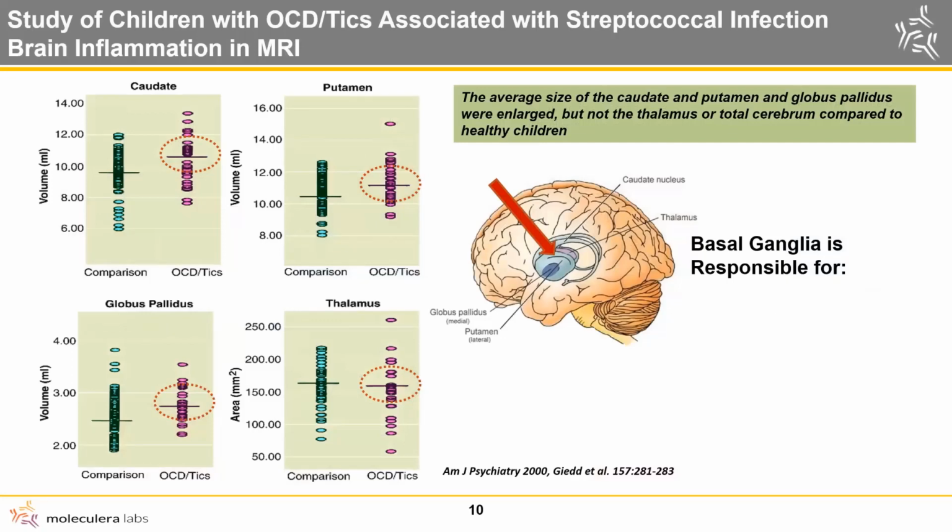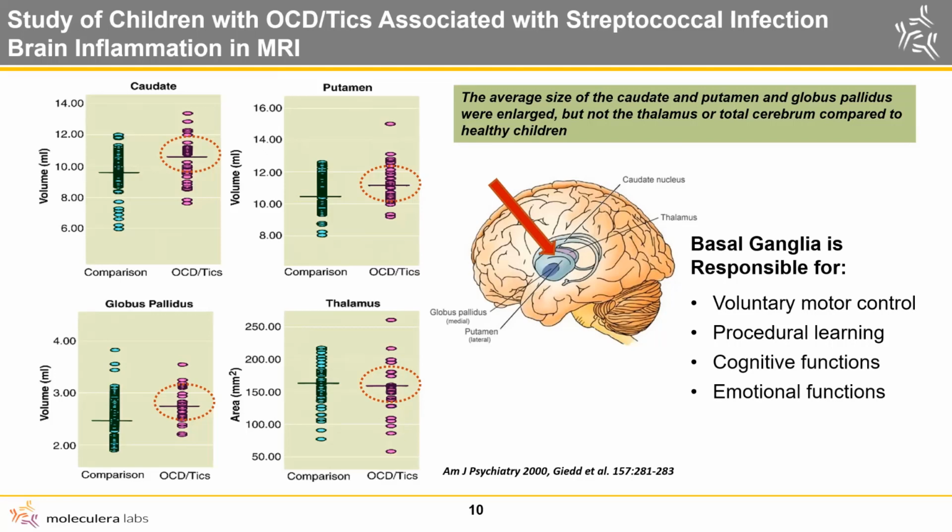So here's a study that was done in children with OCD and tics that were associated with streptococcal infection. What they found was that certain parts of the brain actually were inflamed. Those were the caudate, the putamen, the globus pallidus, all of which are parts of the basal ganglia, whereas not the thalamus, which is not part of the basal ganglia. And the important part of that is that the basal ganglia is responsible for a number of functions: voluntary motor control, procedural learning, cognitive functions, emotional functions, and even eye movement. And so when you interrupt or interfere with the normal functioning of the basal ganglia, you can expect to see different types of repercussions.